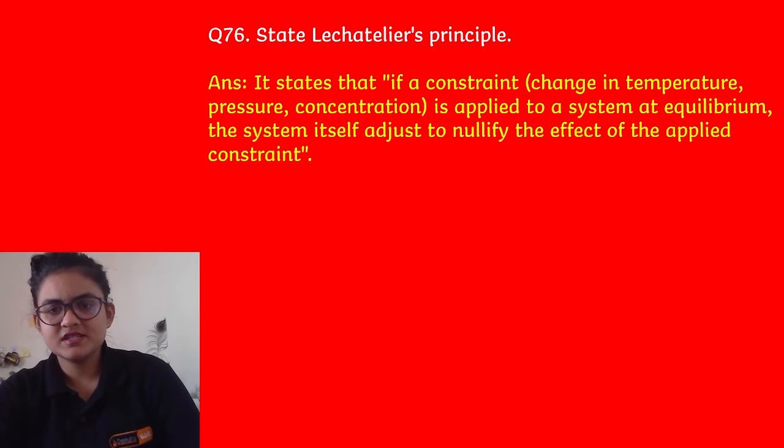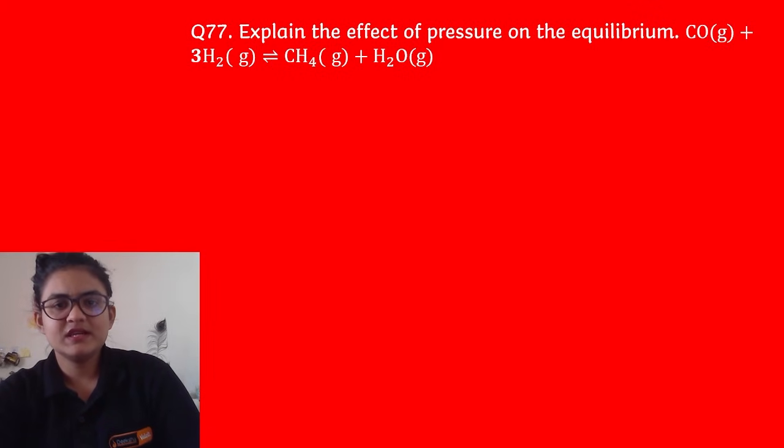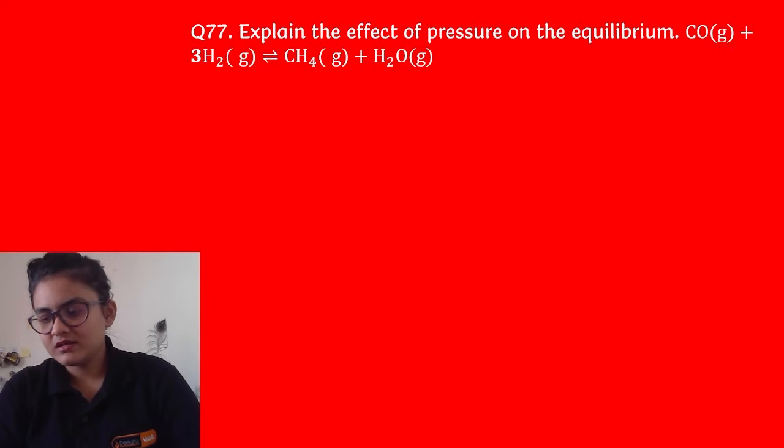If a constraint is applied to a system at equilibrium, the system itself adjusts to nullify the effect that is applied. Okay, so here you can see, explain the effect of pressure on the equilibrium. There's CO plus 3H2 giving CH4 plus H2O. If you apply the pressure, then it will go towards that direction where there is lesser number of moles.